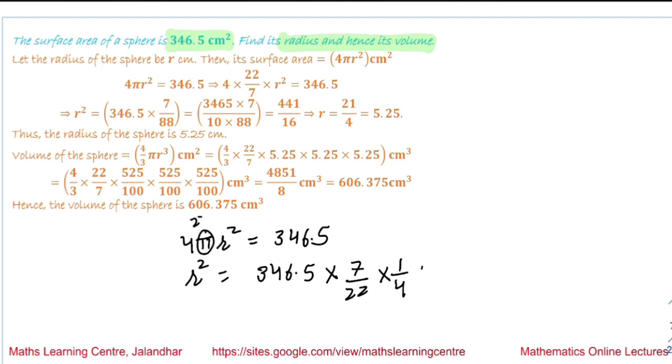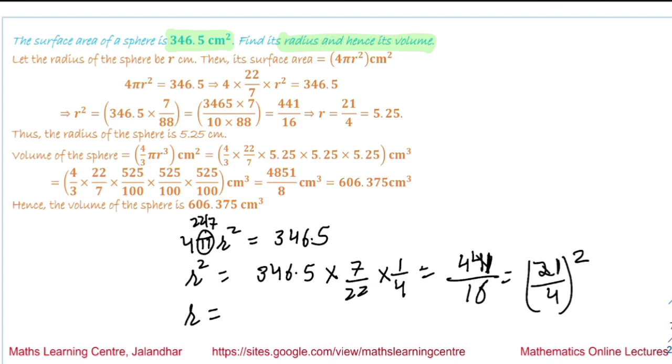Here we are writing pi as 22 by 7. When you solve these values, you get the answer 441 by 16. And 441 is the square of 21, so this is 21 by 4 whole square. So we get the value of r as 21 by 4, that is equal to 5.25.